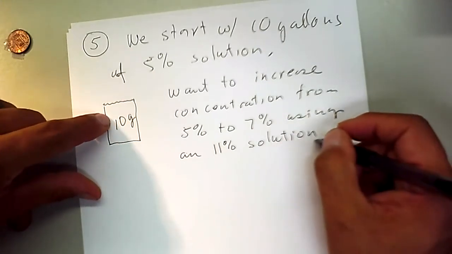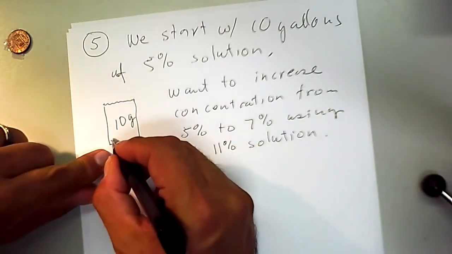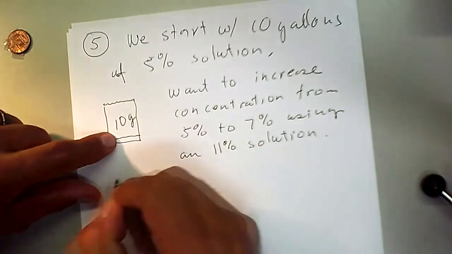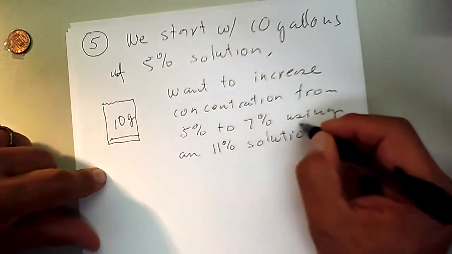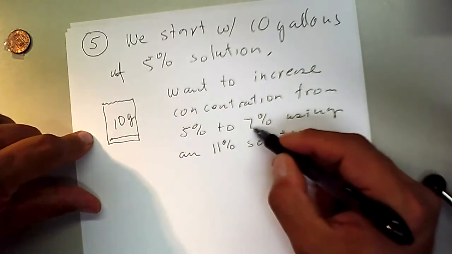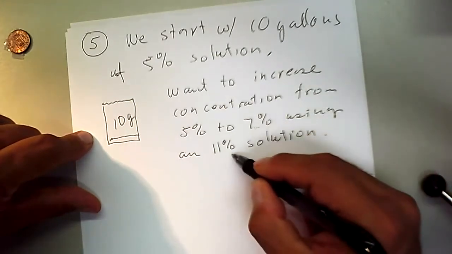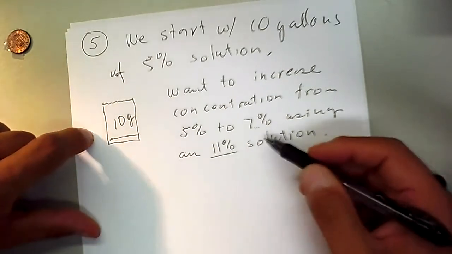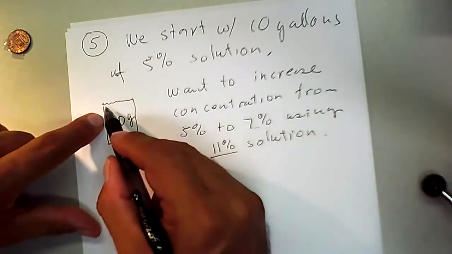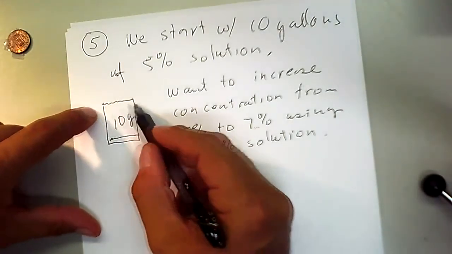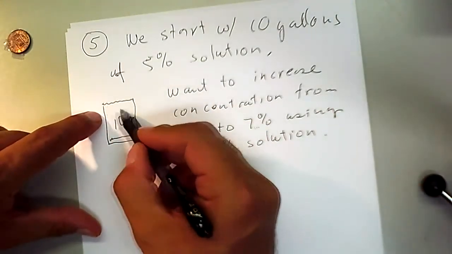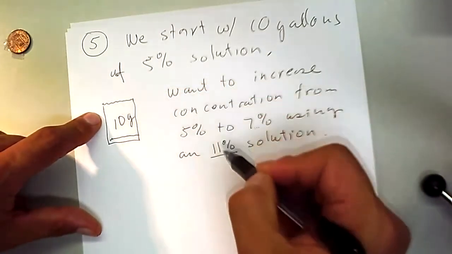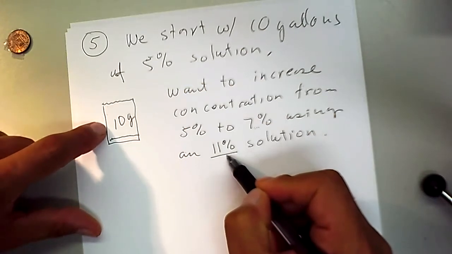All right, so we got the 10 gallons, 5% of it, so half a gallon is pure chemical, but this is all mixed. And we have a couple of containers, but we have an 11% solution. So this is pretty strong. And we want to water this down to 7. So in this case, we have to scoop some out because we don't have a big container. So we have to scoop some of it out and then refill it up with this strong solution.